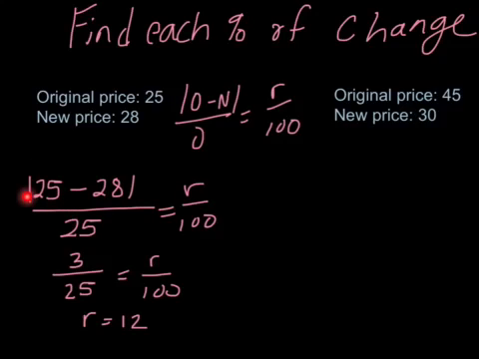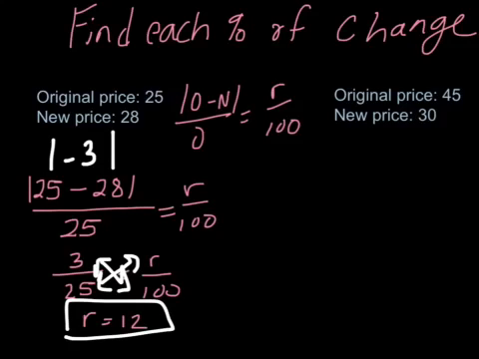So first we're going to do the absolute value of the original price, 25, minus the new price, which is 28. Now you know that this equals -3, but remember we're finding the absolute value of that. So that will be 3. 3 over 25 equals R over 100. And then to solve for this, we need to cross multiply, which you are all very familiar with now, and solve for R. And R is going to equal 12. So our percent of change is 12%.